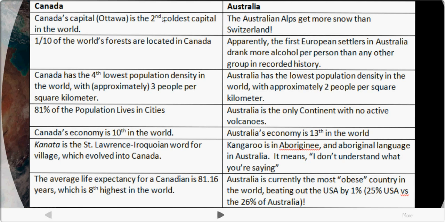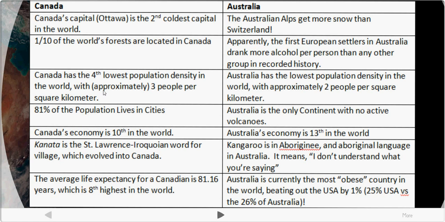Canada's capital, Ottawa, is the second coldest capital in the world, and one-tenth of the world's forests are located in Canada. So that means that's very cool, because a lot of the forests are located in Canada, which means Canada is a major wood exporter. Canada has the fourth lowest population density in the world, with about 3.7 people per square kilometer.